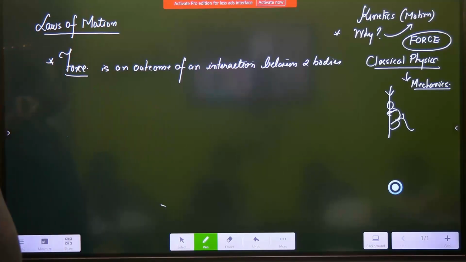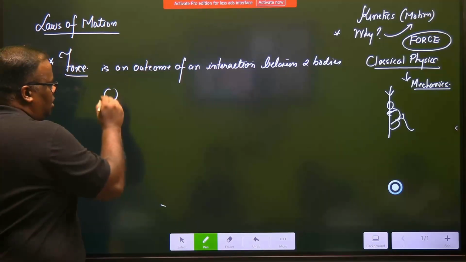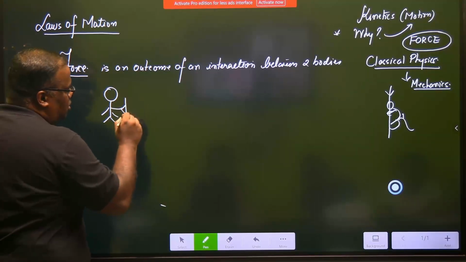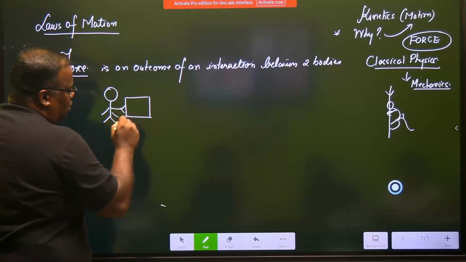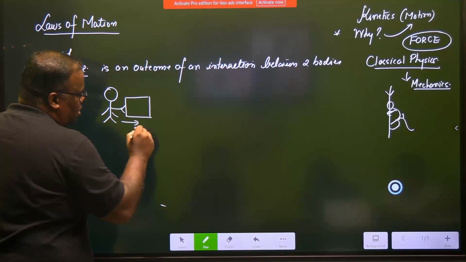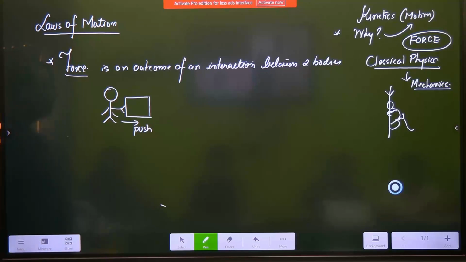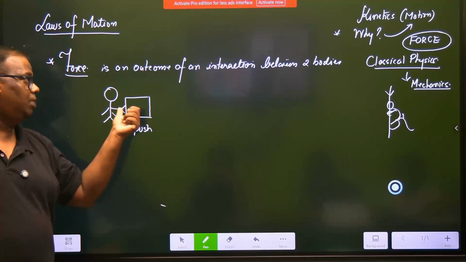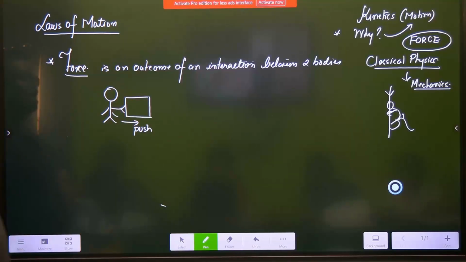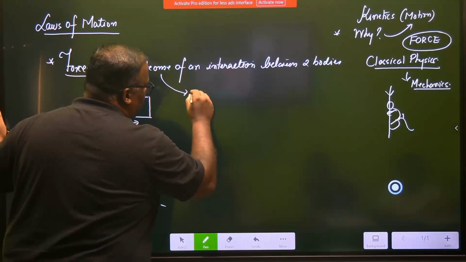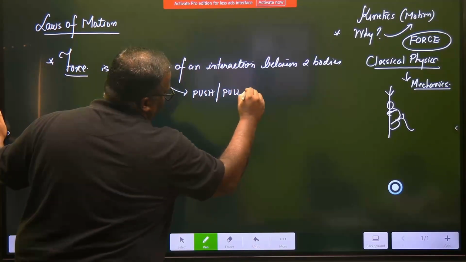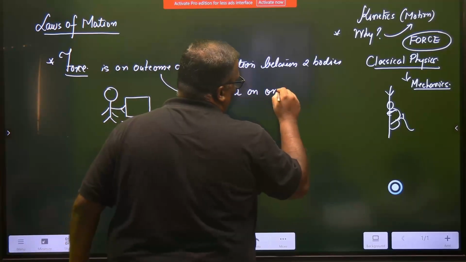Now, whenever there will be two bodies, there will be an interaction between them. So say suppose this is my body 1. This is a person, and this person is trying to put a force on this body. He's trying to push this. So two bodies will be involved, and this is the interaction which is happening. The force is an outcome of an interaction between two bodies, and this outcome, you will see, is acting either as a push or a pull on one of the bodies.